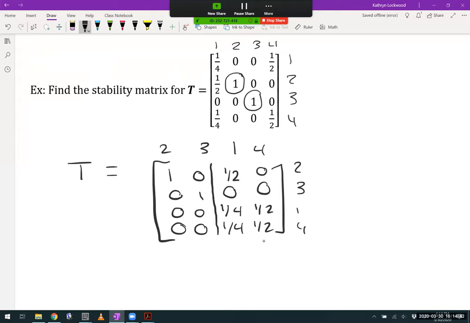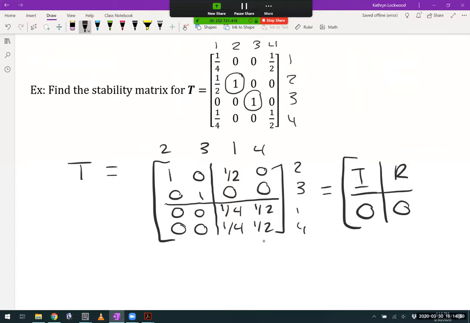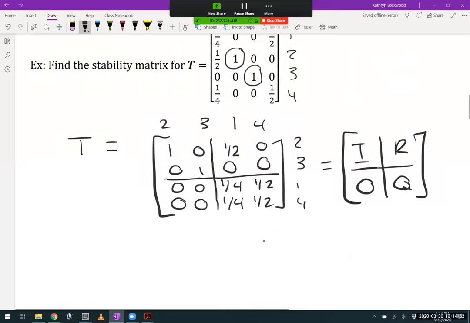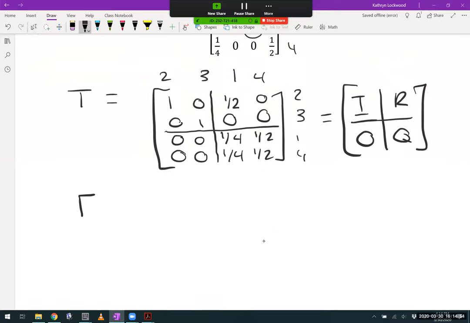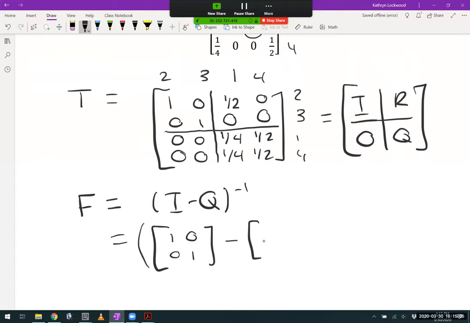Here's our standard form. Again, we'll break it into 4 blocks with an identity and a 0 on the left, and then blocks we'll call R and Q on the right. Now find the fundamental matrix F by taking (I minus Q) inverse, where this time I is a 2x2 identity matrix to go with the 2x2 matrix Q, 1/4, 1/2, 1/4, 1/2.